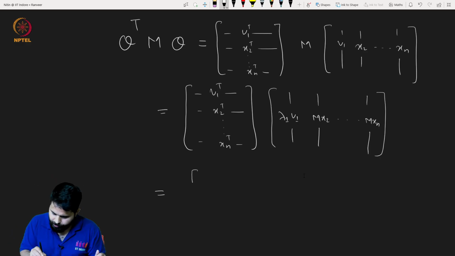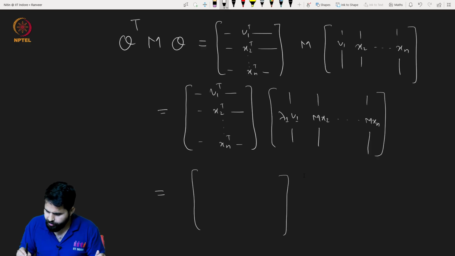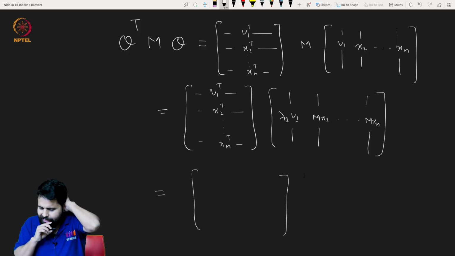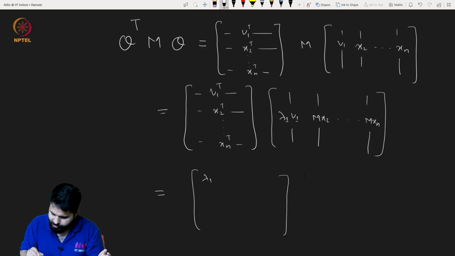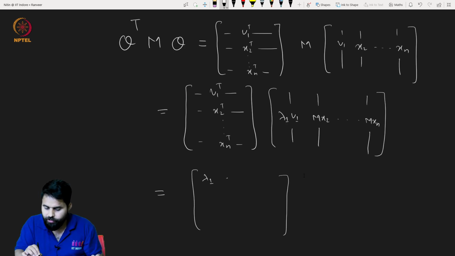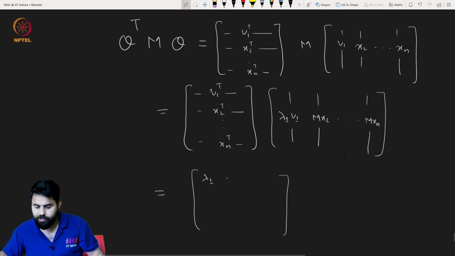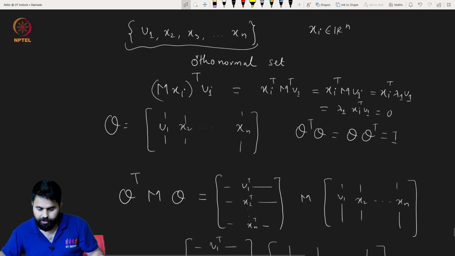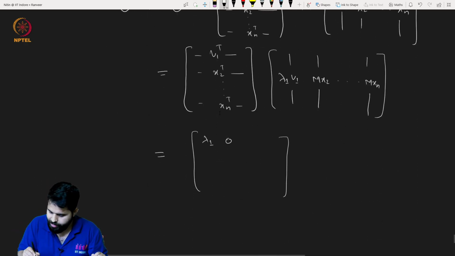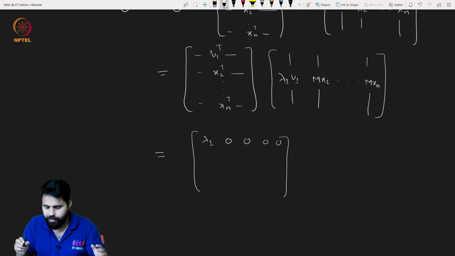Okay, so let's see what will be the first entry of this. The first entry is nothing but v1 transpose, if you multiply, a dot product with v1. Then it will be what? This is nothing but lambda 1 because v1 is my normalized vector. What will be the second entry here? So v1 is having a dot product with Mx2. Now we have just seen that the dot product of v1 with Mxi is nothing but 0, so this quantity will be 0. In fact, everything here will be 0.